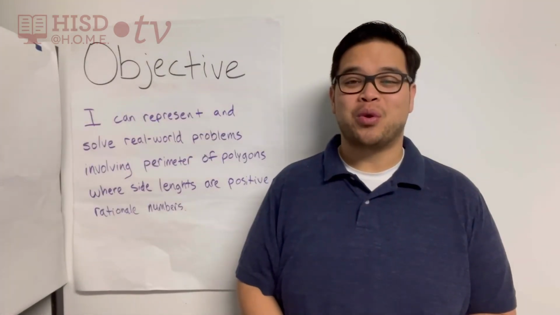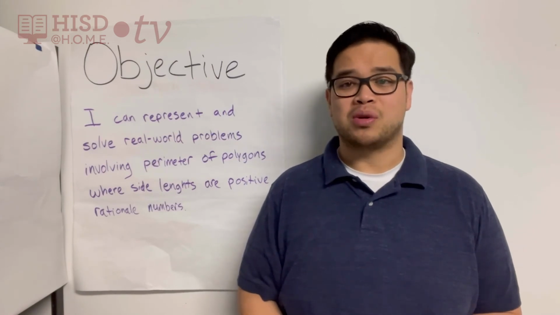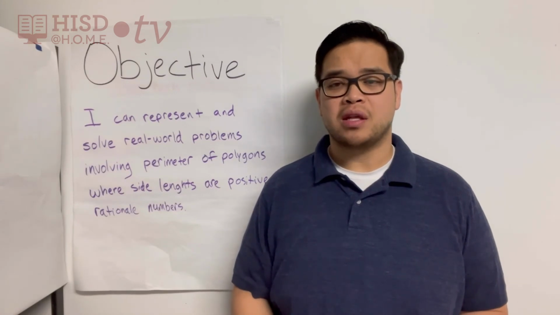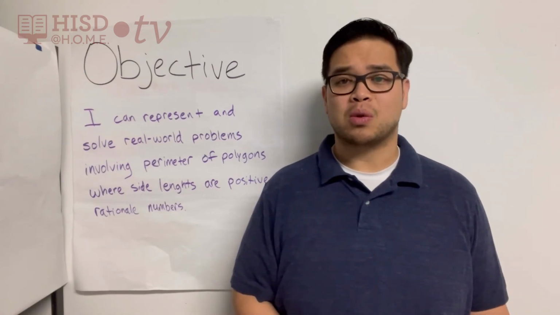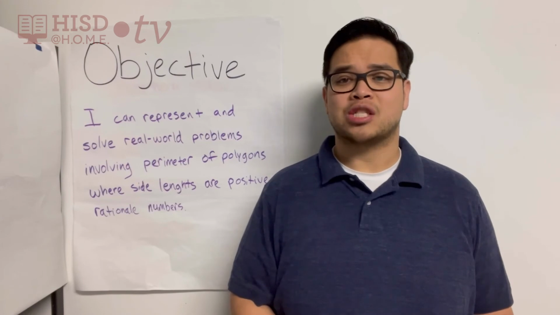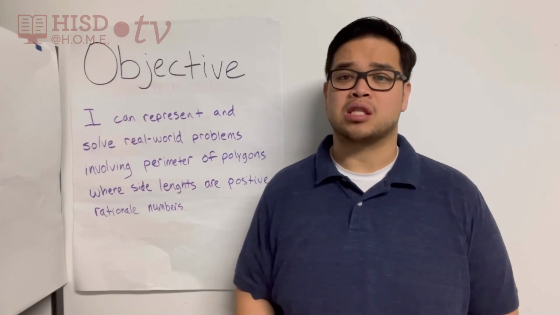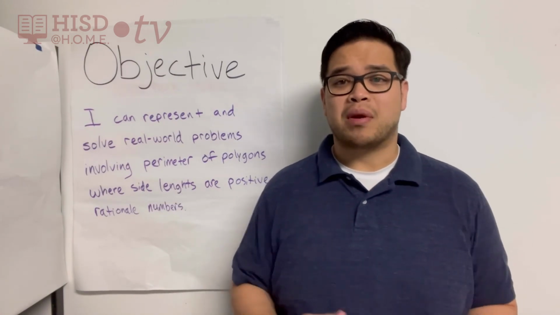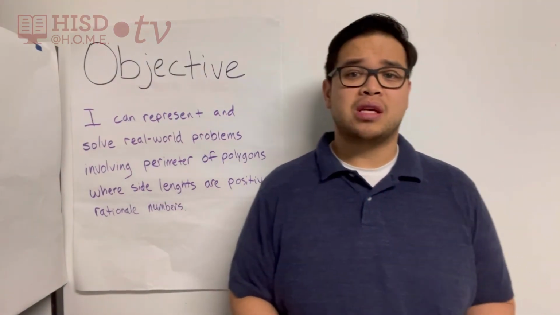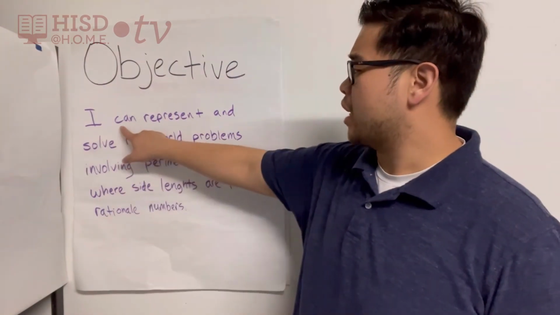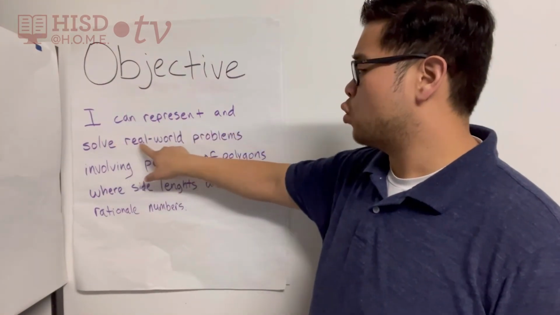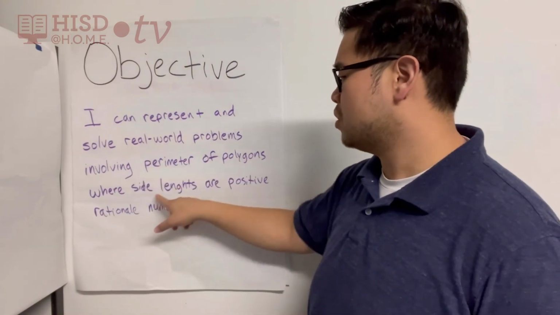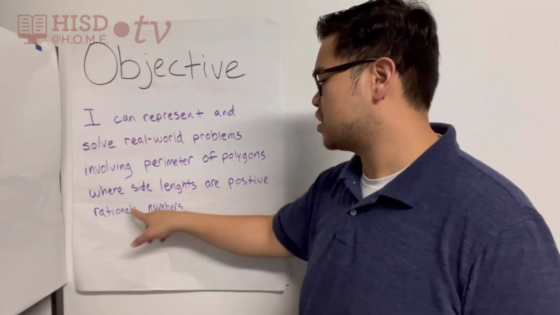Okay, so hopefully you were able to solve that practice problem with no issues. And hopefully if you got stuck or had some problems trying to solve it, you went back to the problems that we did earlier in the lesson and used them as a review or as a guide to help you solve that practice problem. But let's move on to the recapping of our lesson today. Let me go ahead and read the objective again. I can represent and solve real-world problems involving perimeter of polygons where side lengths are positive rational numbers.